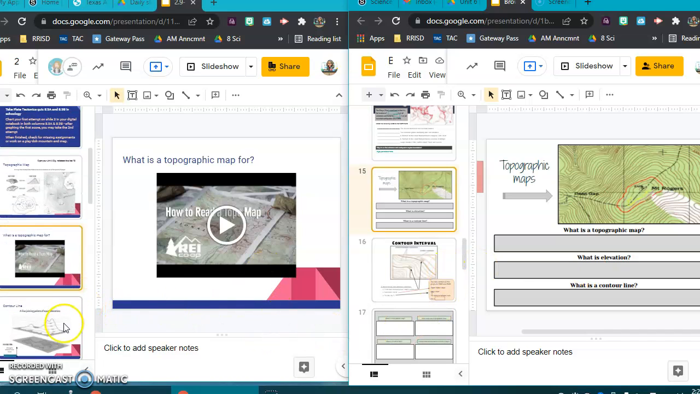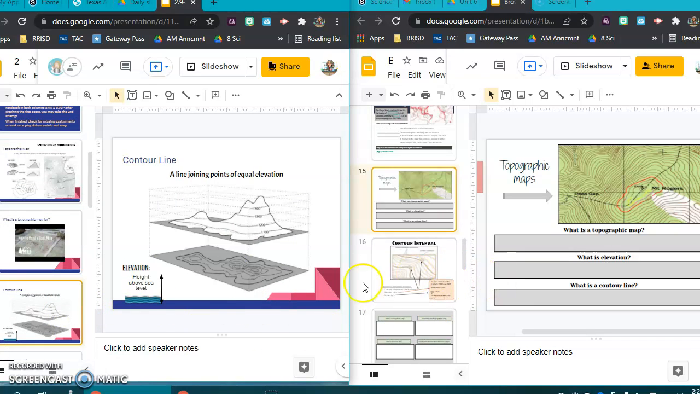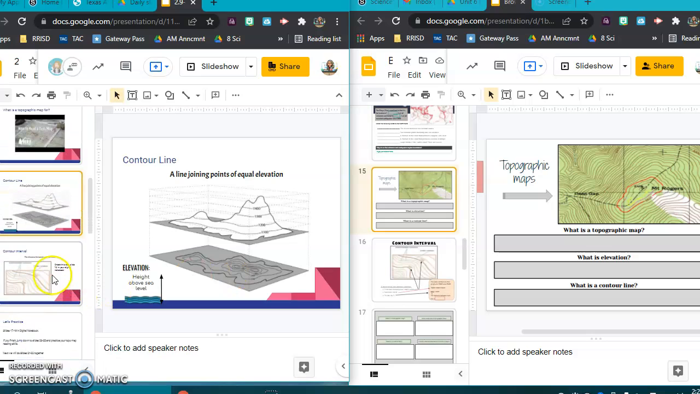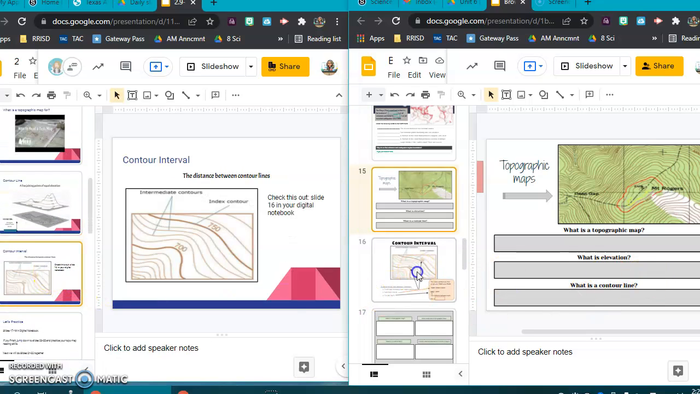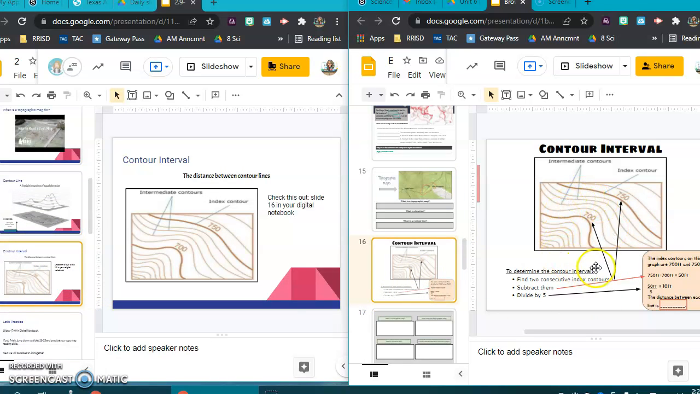Again, the video is really great. And this is what it might look like. So this is how you would picture it. And this is the topo map, the flattened version. And then right here, we're going to talk about contour lines. Your slide is actually a little bit better, and it explains how to do it. So you would fill in the blank there.